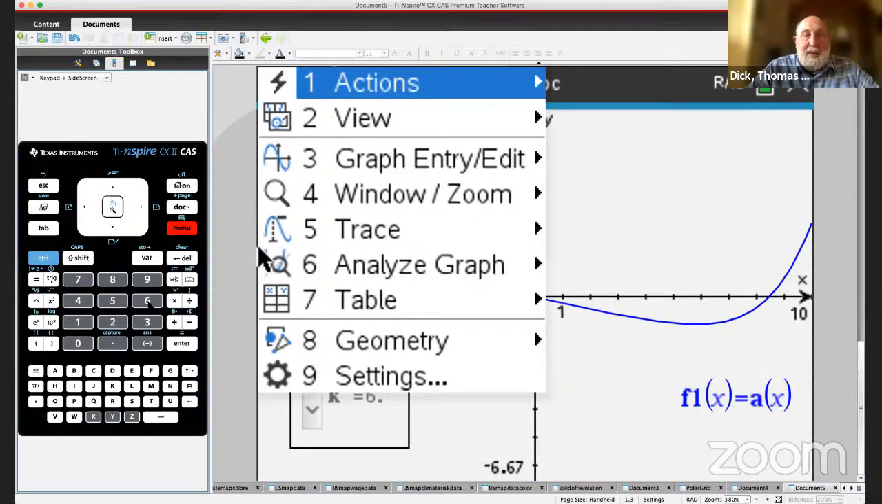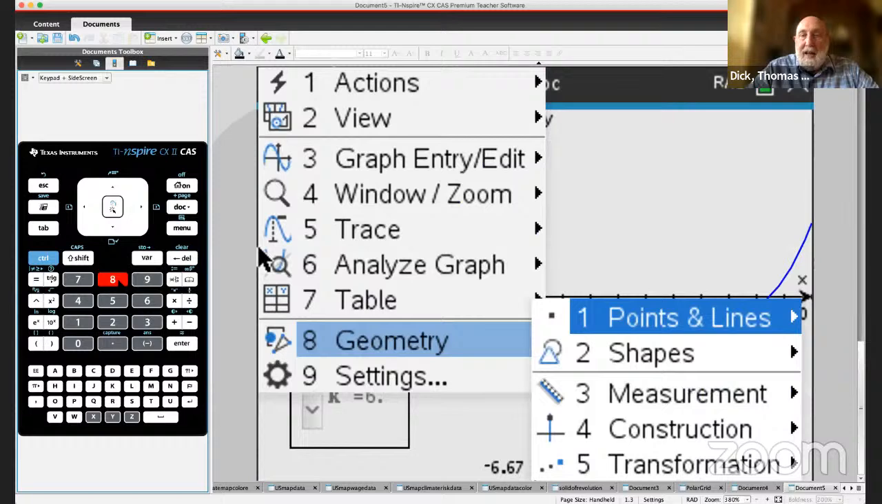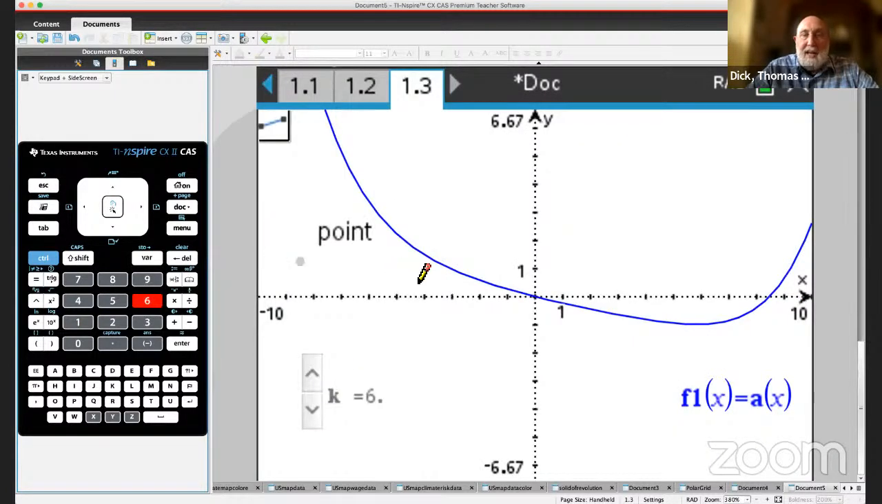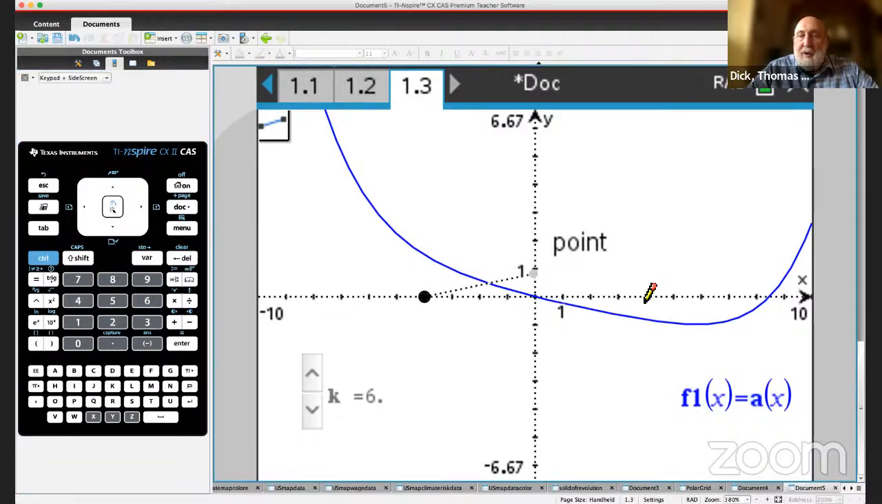And I think I'm going to bring up the menu, bring up geometry. And let's do the points and lines. I'm going to do a segment. And just to help us, I'm going to mark an interval from -4 to +4. A little bit sluggish here. Let's see. There we go. So there's that interval.